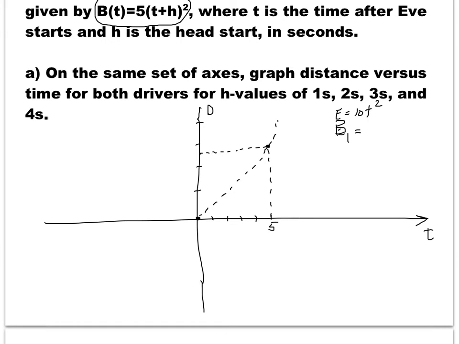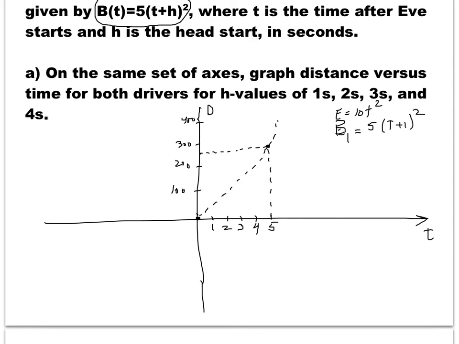And B1 is going to be 5 times (t plus 1) squared. So I'm going to assign the same 2 points, and I'm going to say if t is equal to 0, then 0 plus 1 squared is 1 times 5 is 5. So it's going to be somewhere very close to the origin. Remember, this is 100, 200, 300, and 400. This is 1, 2, 3, 4, 5.